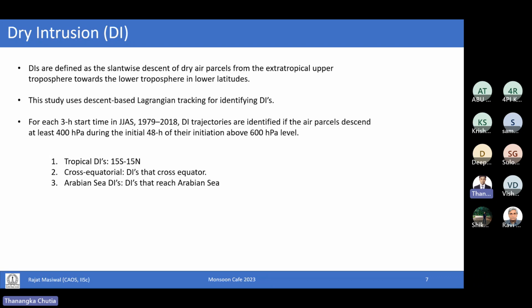The first one is the tropical DIs. So everything from the extratropics which comes inside the tropics, and the tropics are from 15 south to 15 north, are called the tropical DIs. Out of these tropical DIs, the ones that cross the equator are the cross-equatorial dry intrusions. And finally, out of all these cross-equatorial dry intrusions, the ones which come up towards the Arabian Sea are called the Arabian Sea dry intrusions. And in this study, they have only focused on the Arabian Sea dry intrusions.